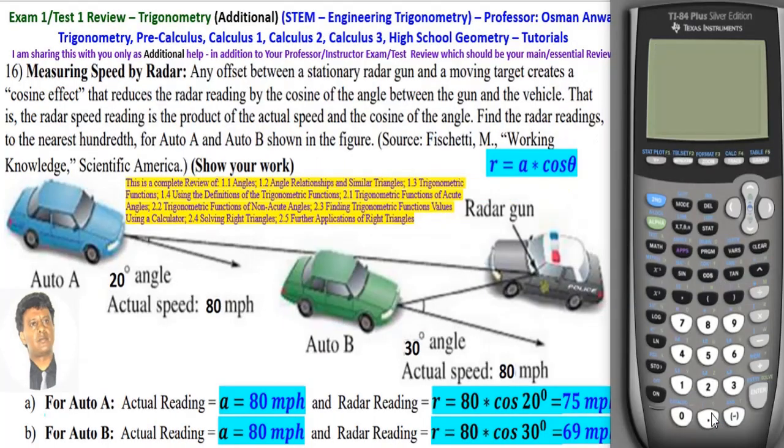For the cosine effect, for A it is 80 cosine of 20 degrees, and that gives us 75 miles per hour. For B it is 30 degrees, so just call the last entry, second enter. We'll call the last entry and simply change the 20 to 30. And that gives us 69 miles per hour.